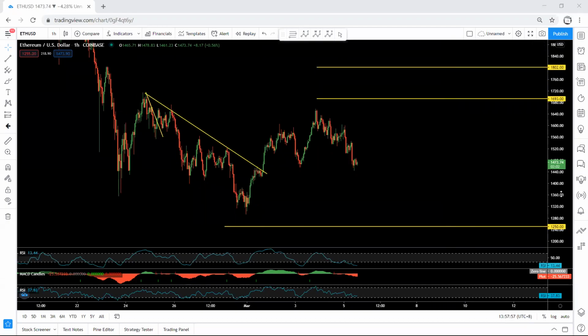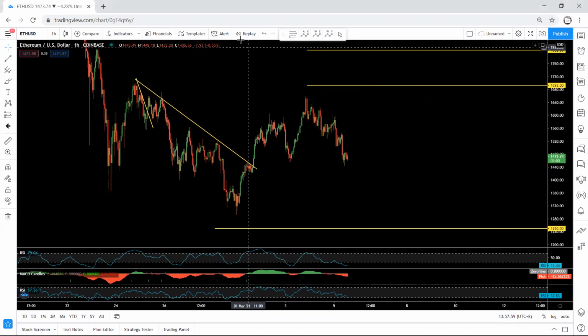ETH, we start with the 1 hour chart. If we refer to our analysis, when the price was after the breakout of this, within this move, we mentioned if we get any small correction, we can look for sell. This is the first one. I want to see whether this one can give us another trade or not.